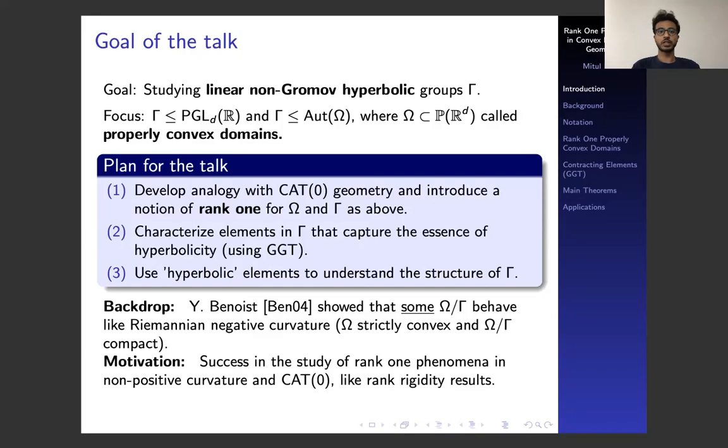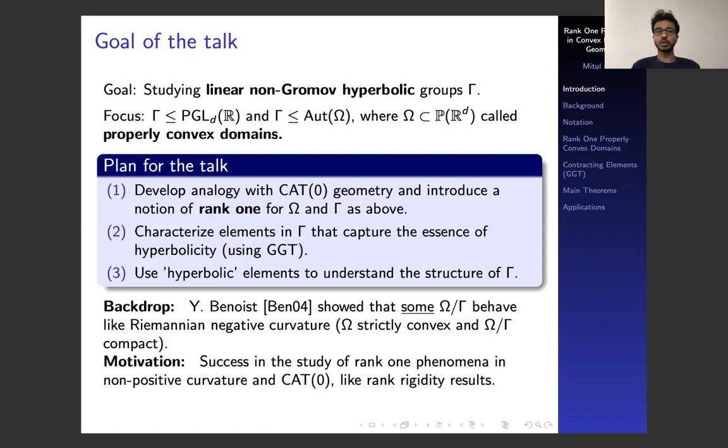Our goal in this talk is to study linear non-Gromov hyperbolic groups gamma. In particular, we will focus on groups gamma, which are subgroups of PGL(n,R) and which satisfy an extra geometric property. Namely, gamma acts by automorphisms on special subsets omega of the projective space called properly convex domains.